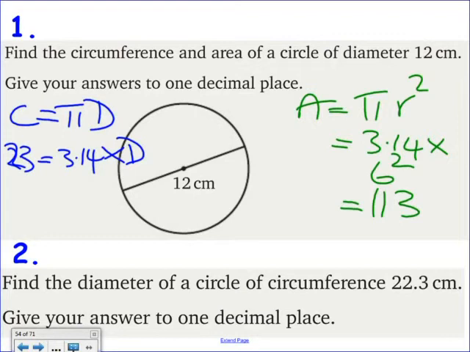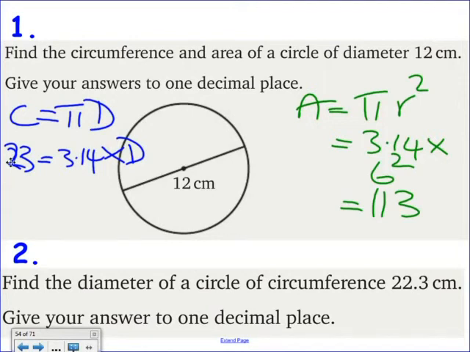So all we've done is a bit of algebra. We've put in the numbers that we do know. We know the circumference is 22.3, which is on the left-hand side of our equal sign. And we know that pi is 3.14. And the thing that we're looking for is the diameter. So we need to get the diameter on its own. So using our algebra skills now, how do I get d on its own?